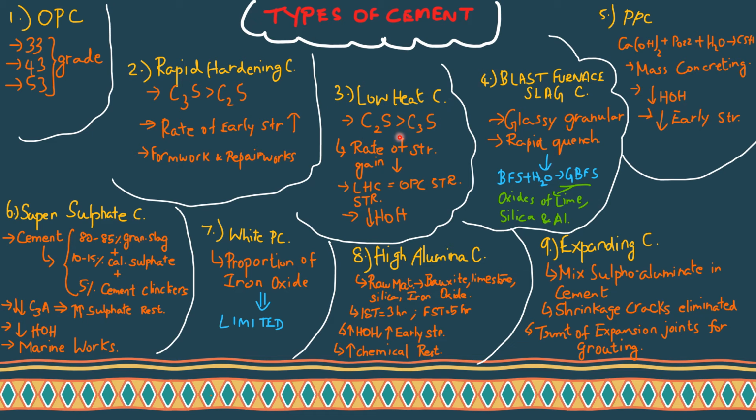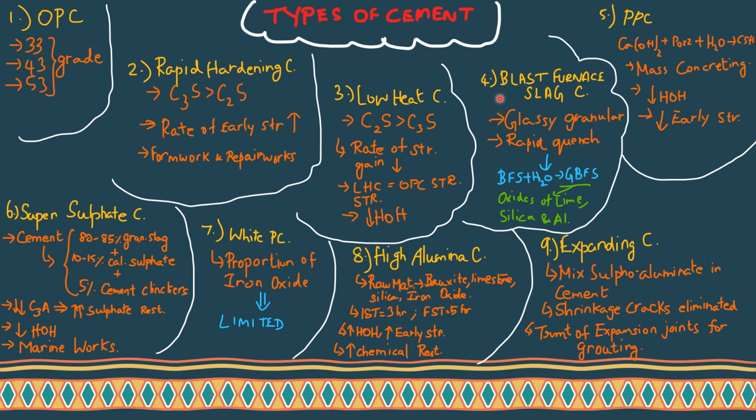Your third cement is your low heat cement. Here C2S is greater than C3S. The rate of strength gain is less in this cement. The strength is more or less equal to that of OPC strength, and also the heat of hydration is less.